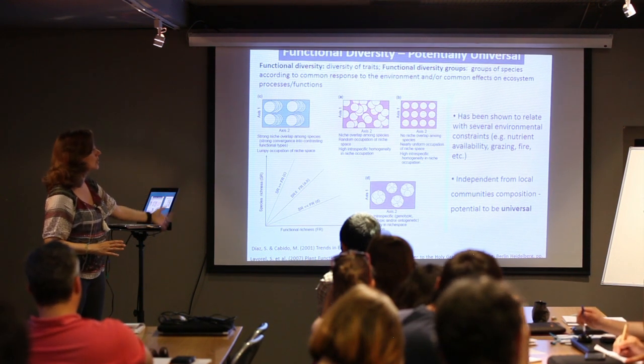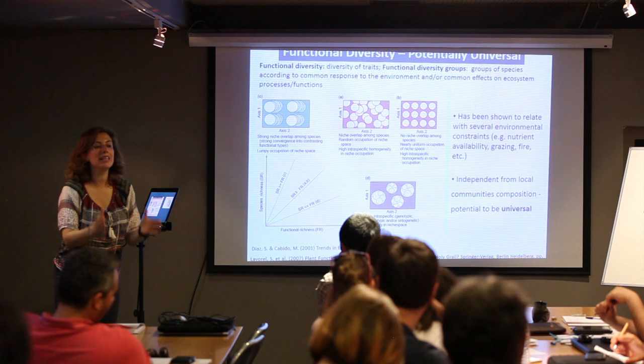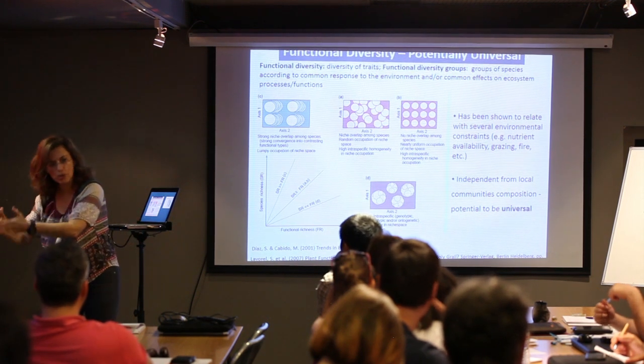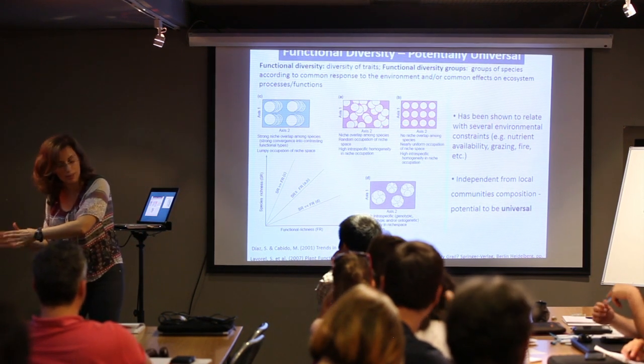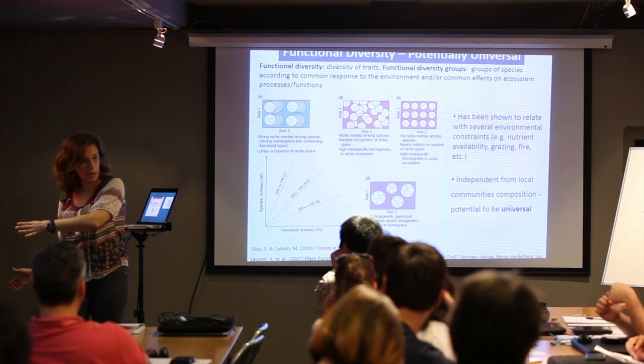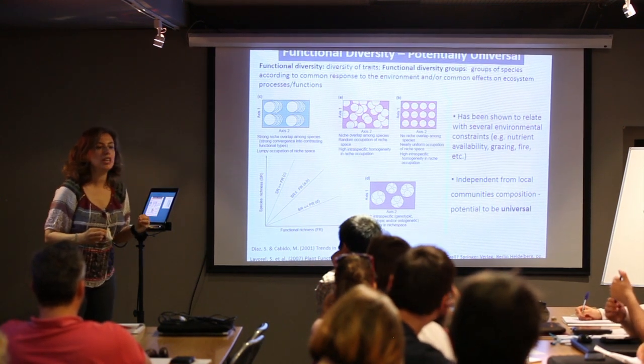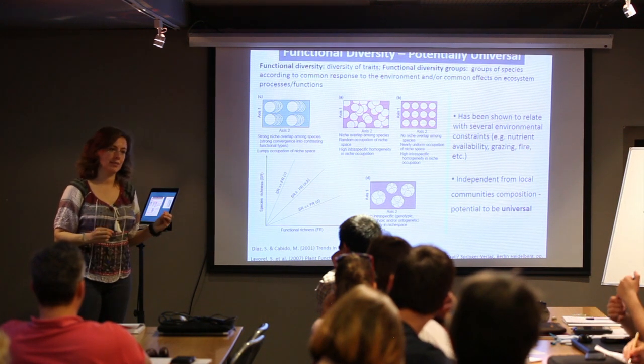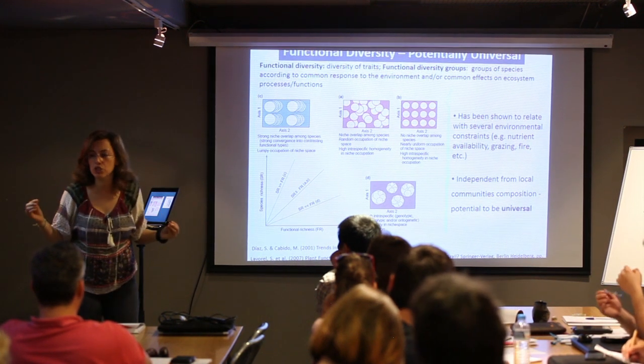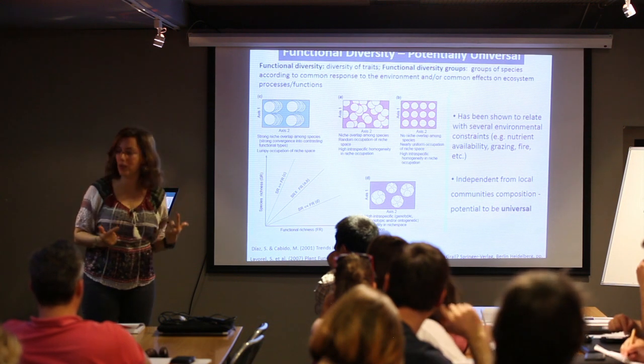Why is functional diversity so interesting? First, it relates directly to the functions, to the processes in the ecosystem, so to the services, okay? So it's much closer to the services. Second, it's independent at a world scale. So nitrogen-fixing species, it's a term that everyone in the world understands.